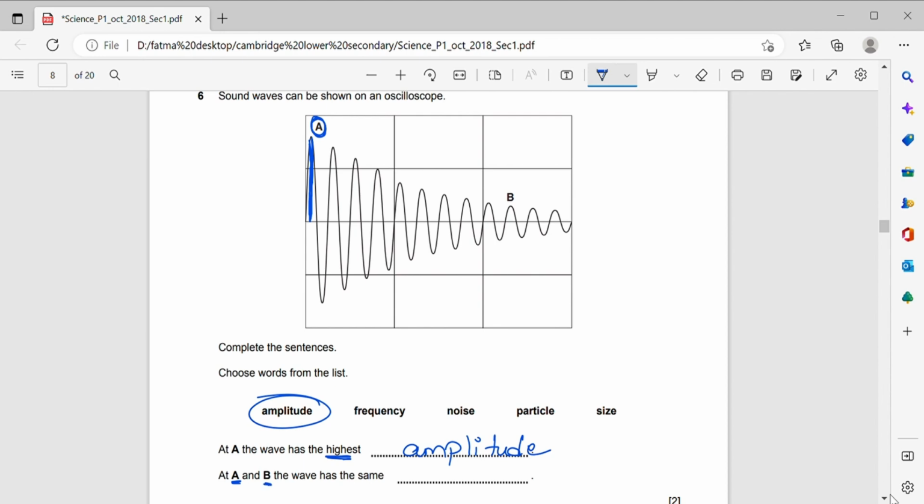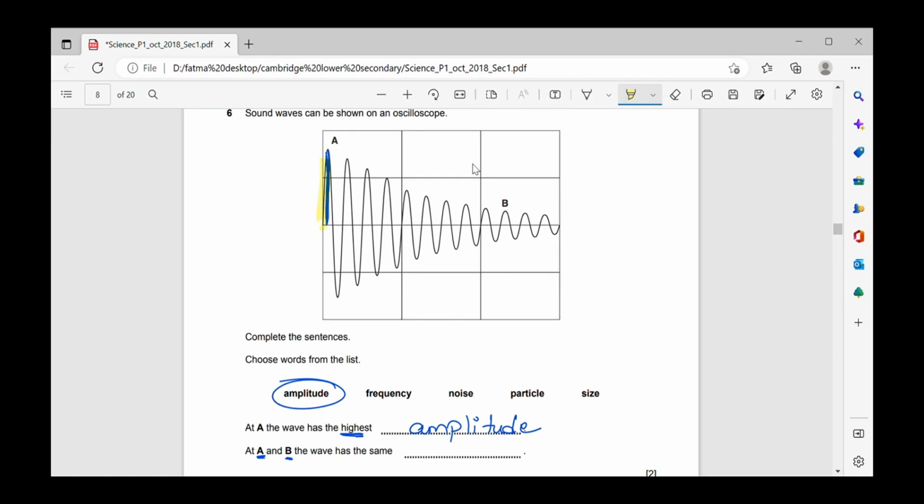At A and B, the wave has the same what? Frequency, noise, particle, and size. Let's look at A. We have here 1 wave, 2, 3, 4. Let's look at B. 1, 2, 3, 4. So the same number of waves. In other words, this is called the same frequency. The number of waves per unit time. So the answer is the frequency.